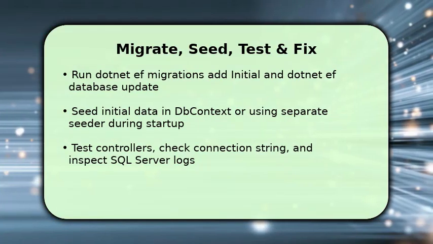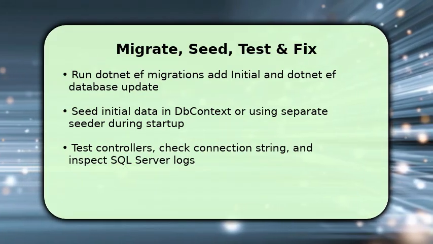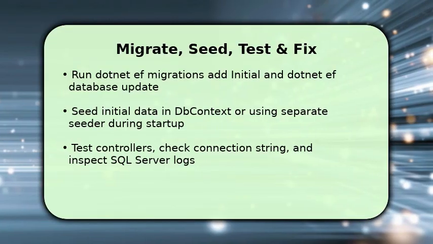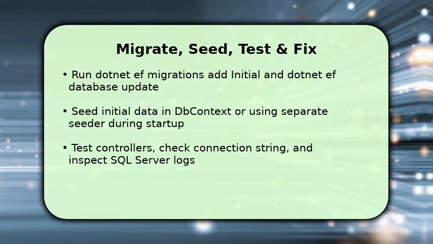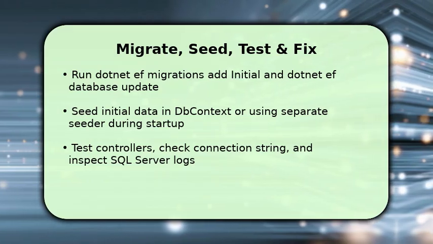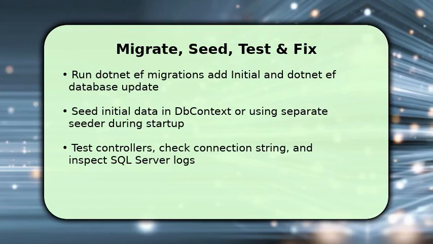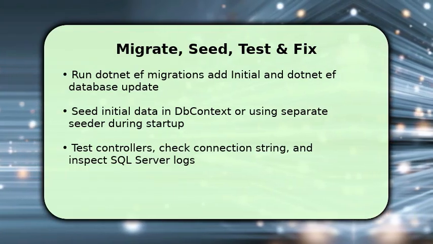You generate and apply the schema with dotnet ef migrations add Initial, followed by dotnet ef database update. This creates tables in SQL Server. Then seed essential data either in DbContext seed or a startup seeder so the app has expected records. Test repository methods and MVC pages to ensure queries succeed.